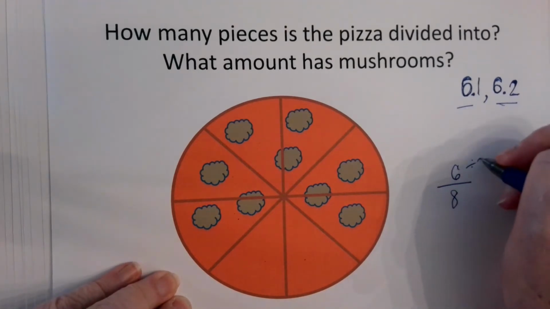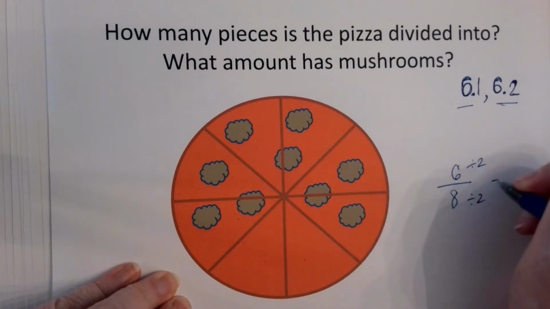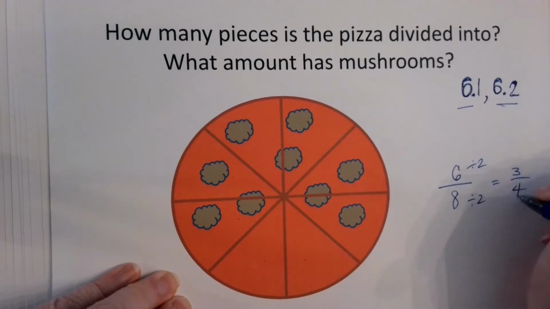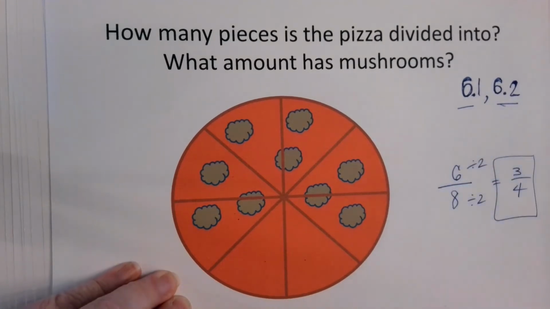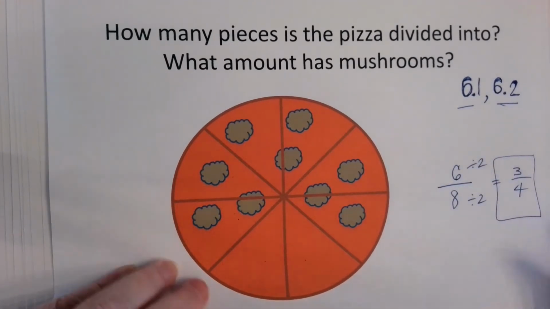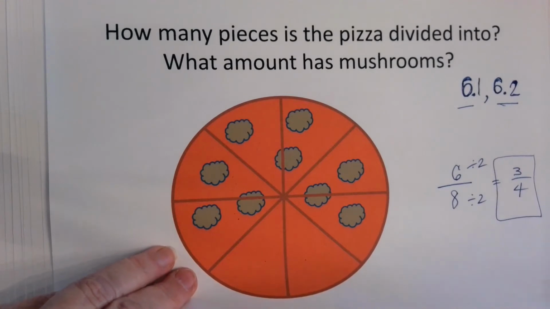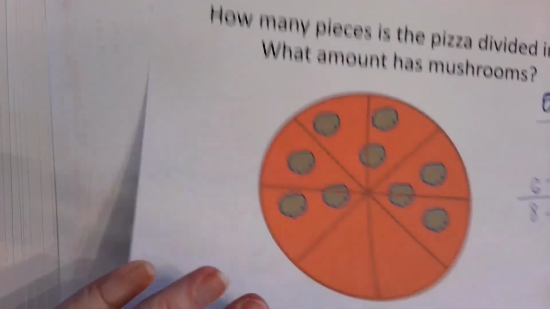We can divide the top and the bottom by 2. So really it looks like 3/4 of the pizza has mushrooms. 3/4 is the reduced and better looking answer. 6/8 is right, but 3/4 is the better looking answer.